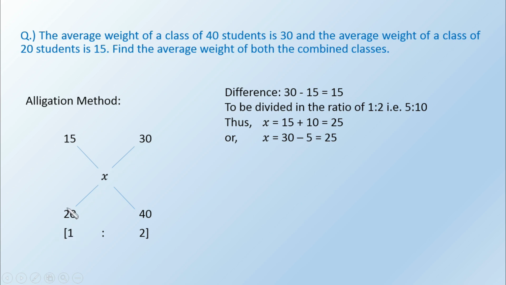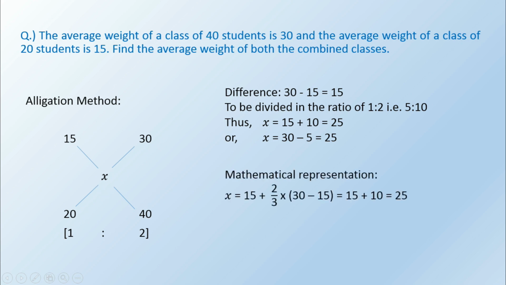So let's represent this mathematically. This is the expression: x is equal to 15 plus 2 by 3 into (30 minus 15). So we get 25. Or we can do the same with 30: 30 minus 1 by (1 plus 2), that is 1 by 3, into (30 minus 15). So we get 25.